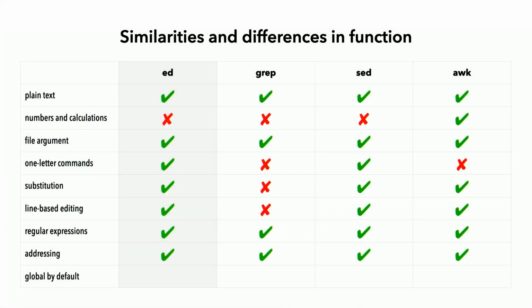Something else that all these tools have in common is addressing. Think of an address like your home address or your mailing address. Your address helps me find you. In awk, sed, and grep, addressing helps them find strings in the content that you're searching.